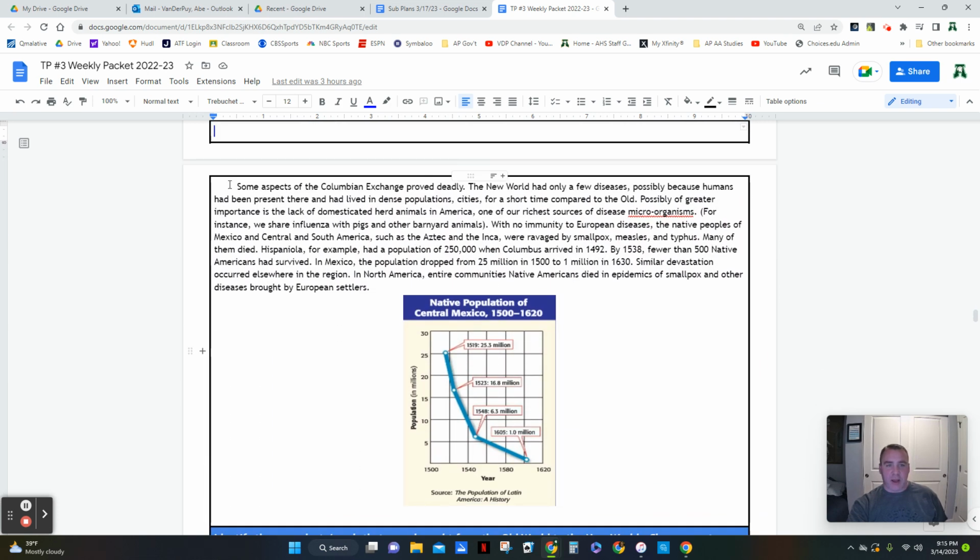And then you have some more interesting stuff on disease, and you have another really interesting graph on what happens to the native population of central Mexico because of disease.